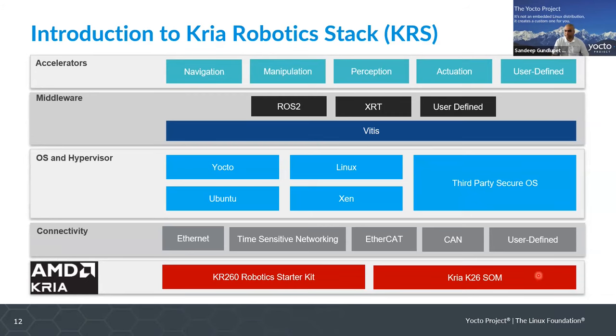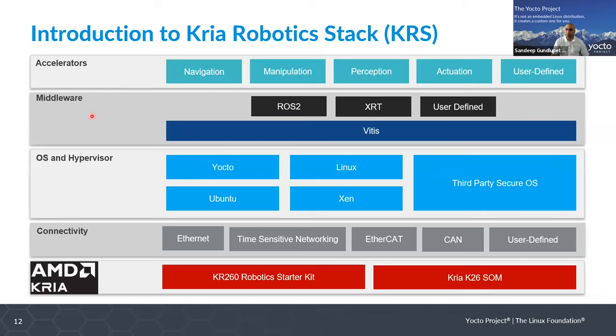So the base layer is this Kria robotic starter kit, and there is the Kria K26 SOM. Users can buy a SOM card and build their own starter kit. And we do support connectivity IPs, like Ethernet, 10 gig Ethernet, time sensitive networking, EtherCAT, CAN, and any custom Ethernet IPs. The OS we support for KRS is Yocto and Ubuntu. If you go to the Ubuntu site, you can download the KR260 Ubuntu image that ships by default with all the ROS applications. And we also support building meta-ROS with Humble on Yocto.